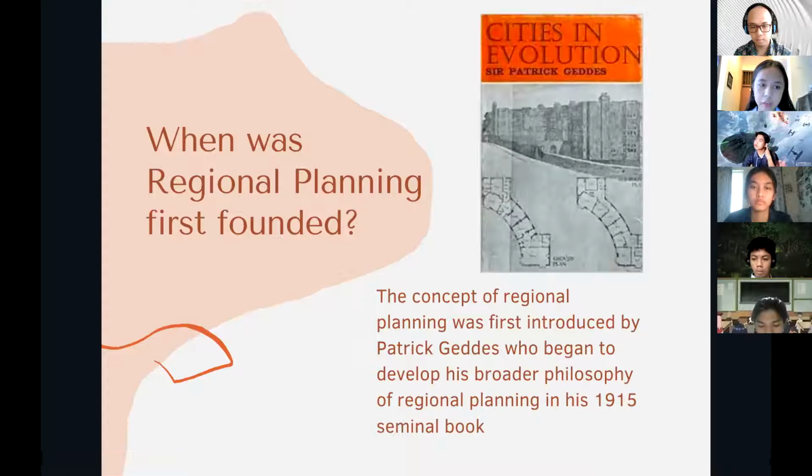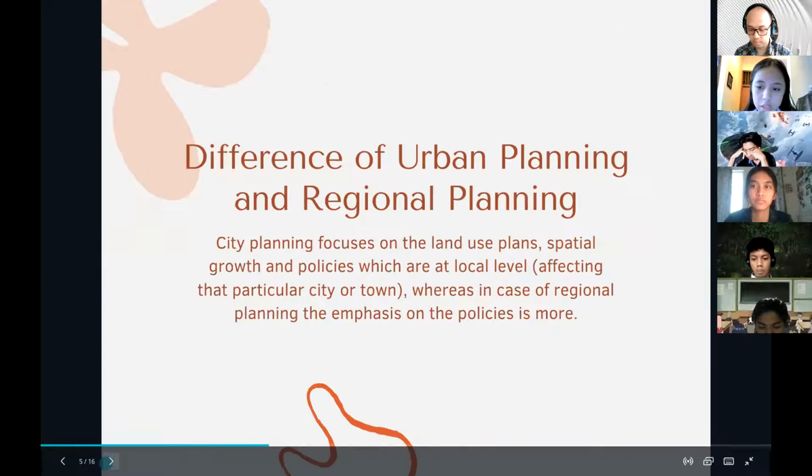And when was regional planning first found? The concept of regional planning was first introduced by Patrick Geddes, who began to develop his broader philosophy of regional planning in his 1915 seminal book, Cities in Evolution: An Introduction to the Town Planning Movement and the Study of Civics. And for the next slide, Rere will begin. Thank you. Okay, thank you, Karin.